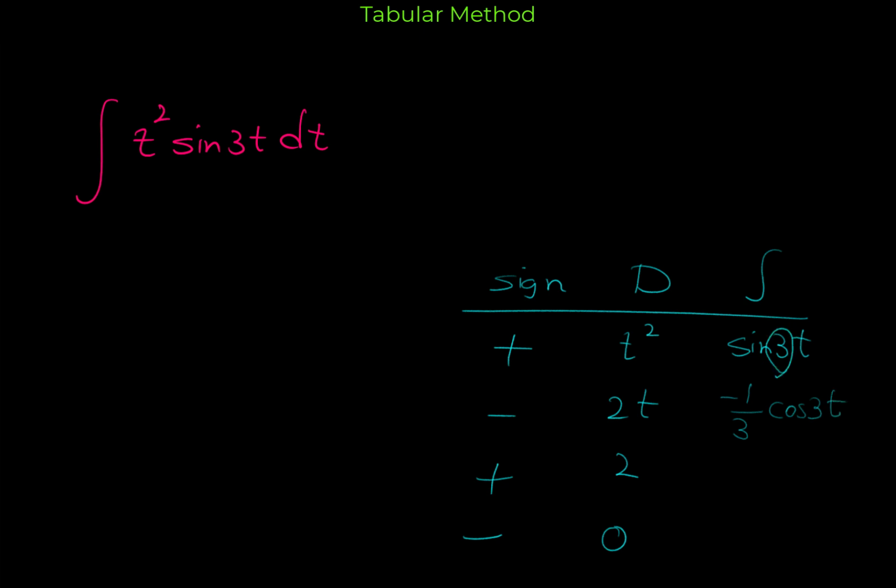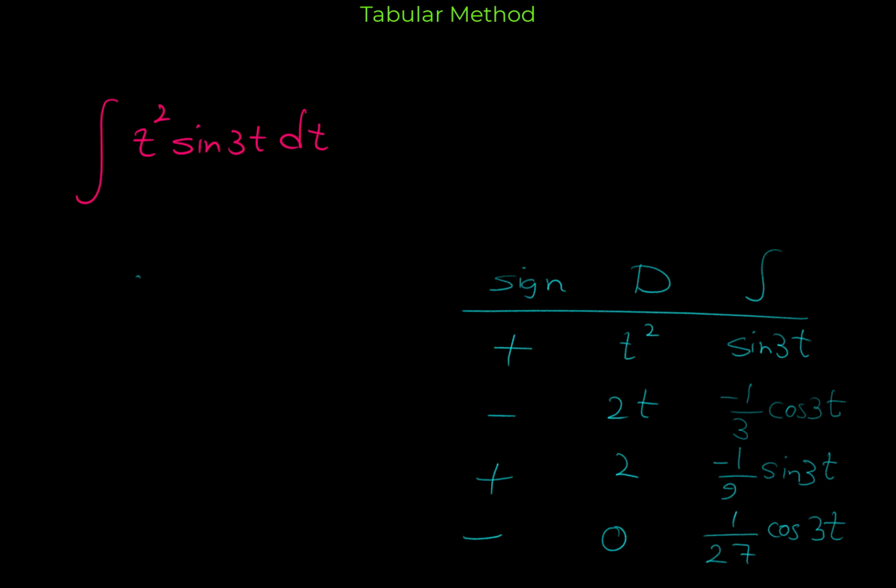The reciprocal of this number goes here. You should be familiar with these types of simple integrals. What is integral of cosine of 3t? 1/3 sine of 3t. And 1/3 we have here, so negative 1 over 9 sine of 3t. And finally, if we integrate this again, we have 1 over 27 cosine of 3t.